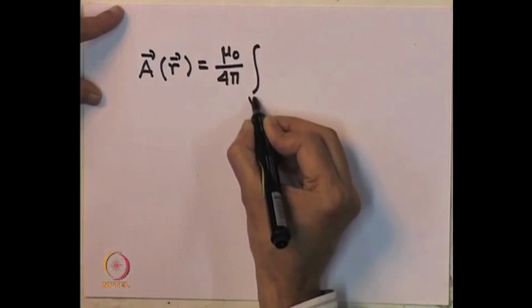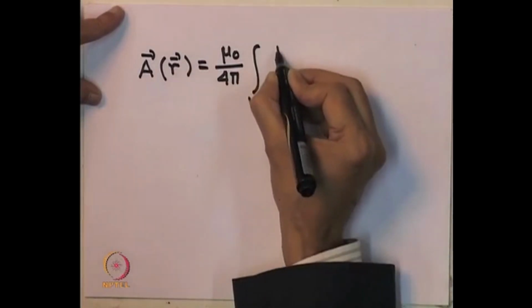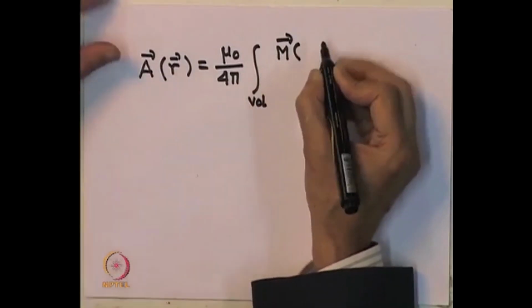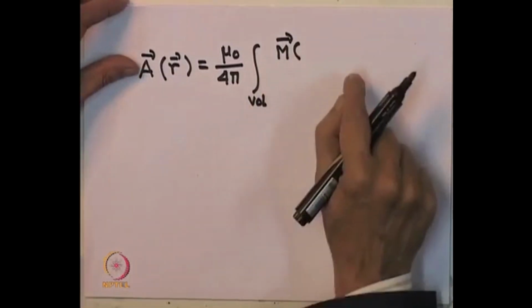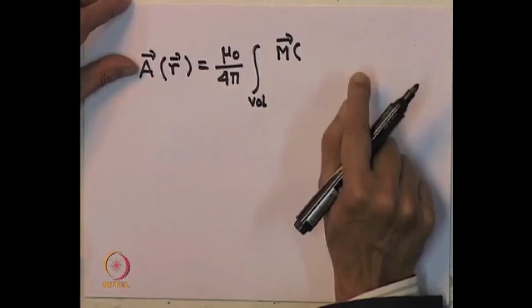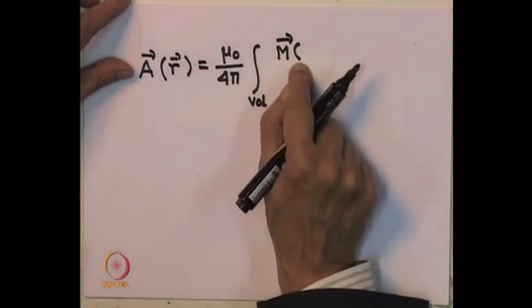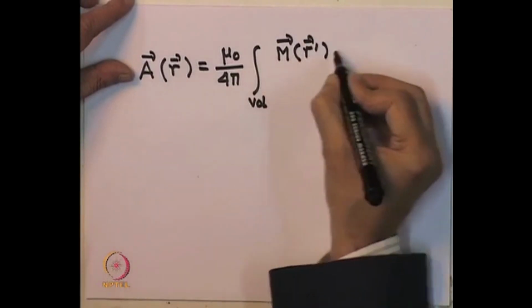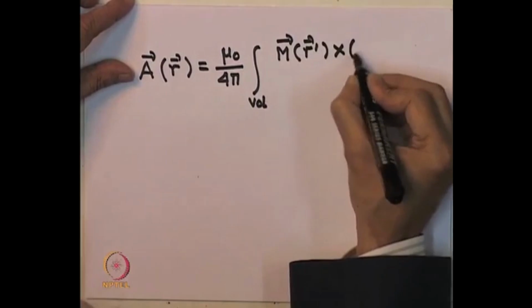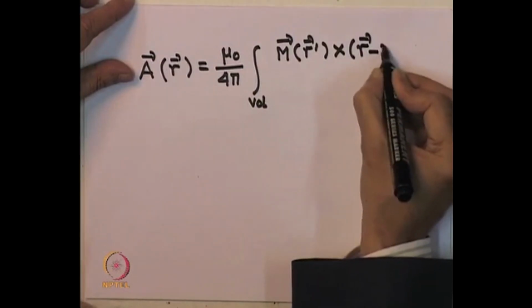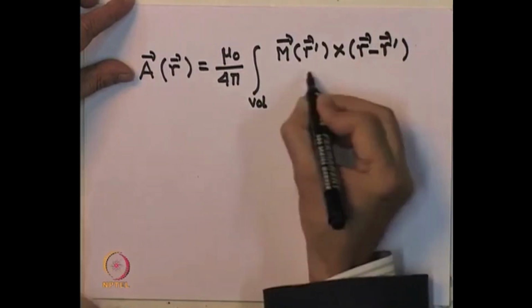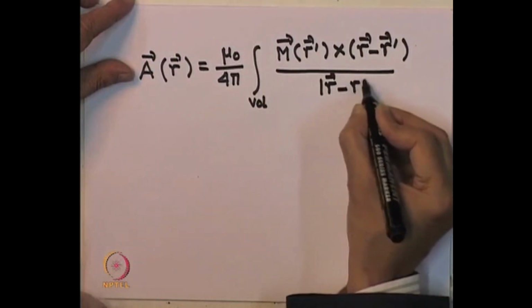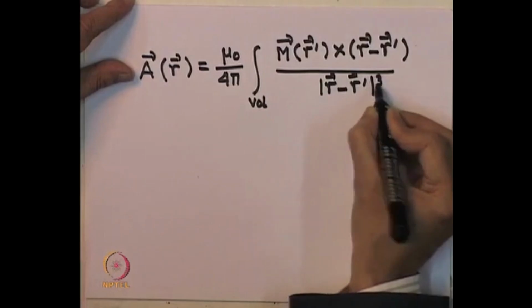I will have to integrate over all volume. Magnetic moment, this is actually the magnetization, because I take a volume dV, volume dV times the magnetization gives me the magnetic moment at the position r prime, cross r minus r prime, divided by r minus r prime cubed, d cube r prime.